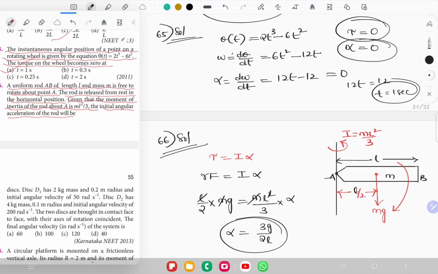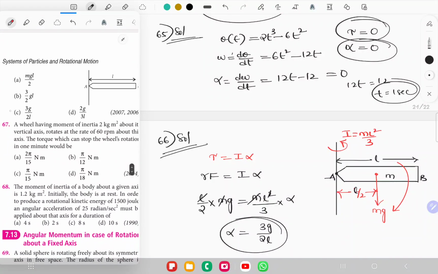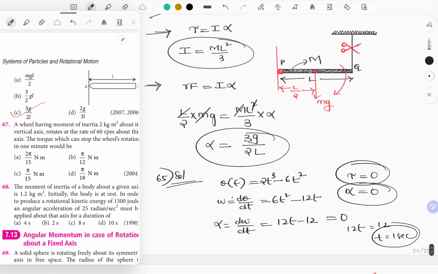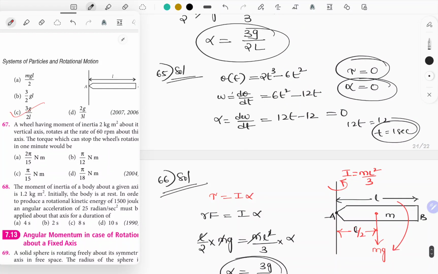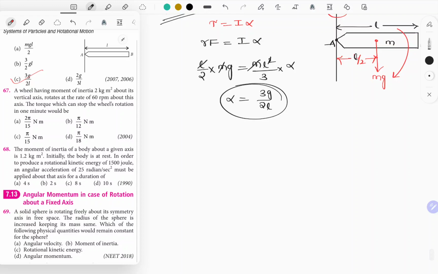So look at the option. Which option is matching? 3g by 2L. Question number 66 and question number 64 are similar. Next, question number 67.